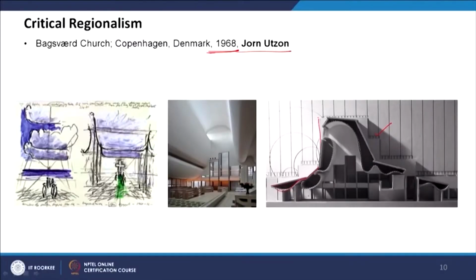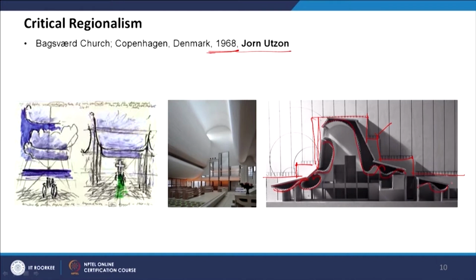So there was an example designed by Jorn Utzon, which is also of a similar concept. I did not discuss this in detail. This is also a church in Copenhagen. From outside, this is a rectilinear building, so if you look at the exterior, it will be like this. This is the sectional model, and within this building, these kinds of elements are created.